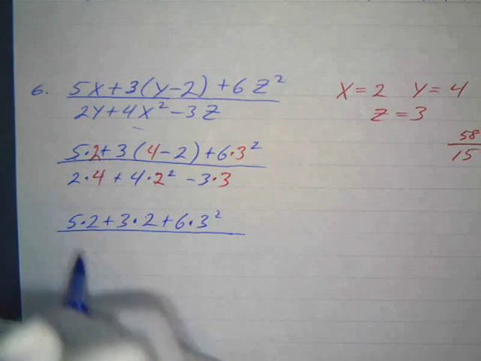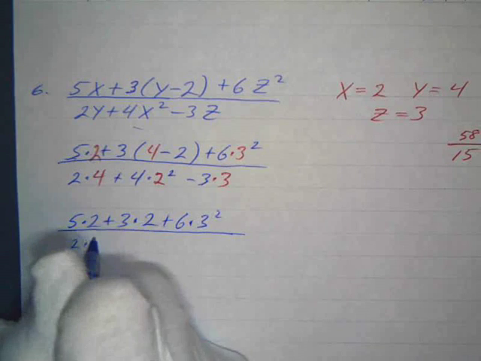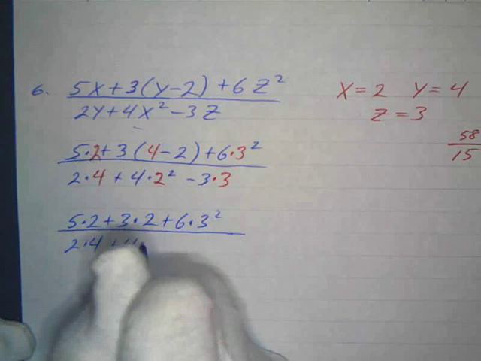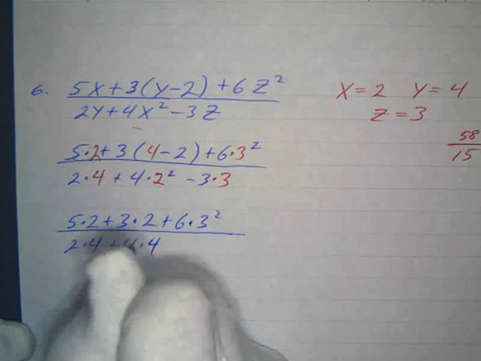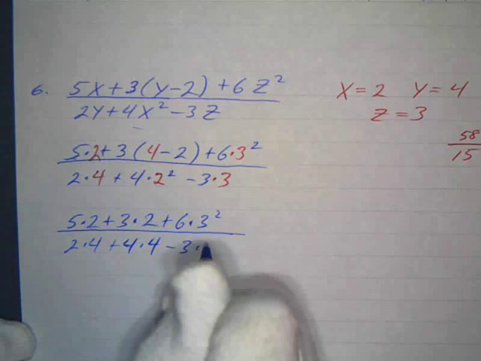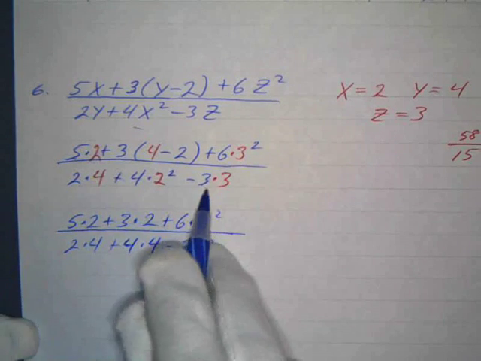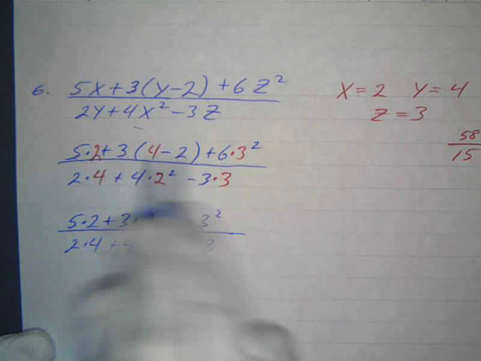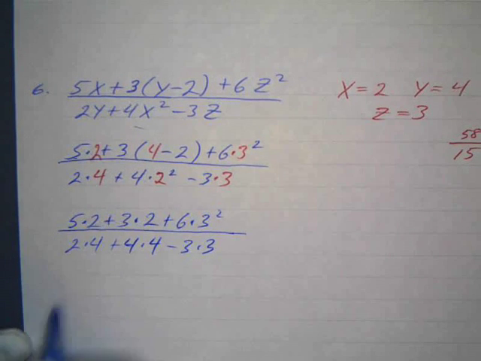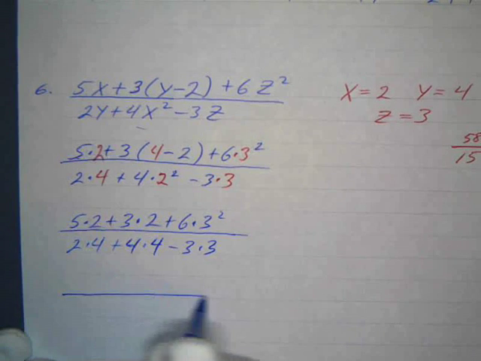So I've got 2 times 4 plus 4 times, and 2 squared is 4, and then minus 3 times 3. So I did my exponents in the bottom because I didn't have parentheses. I did my parentheses in the top first. Okay, so now in the top, I've got to do some exponents just to play it safe.